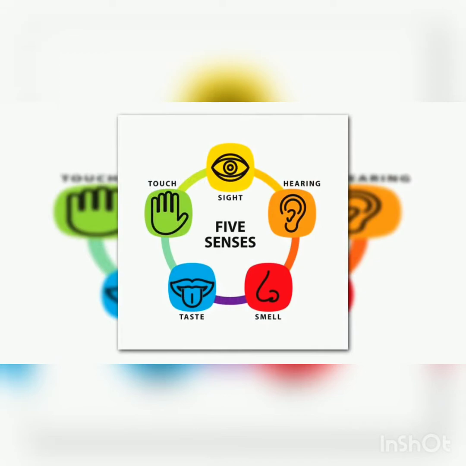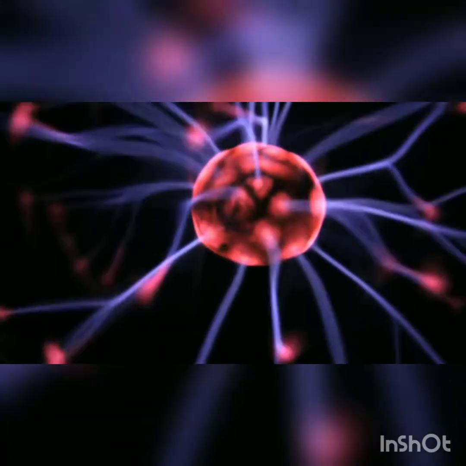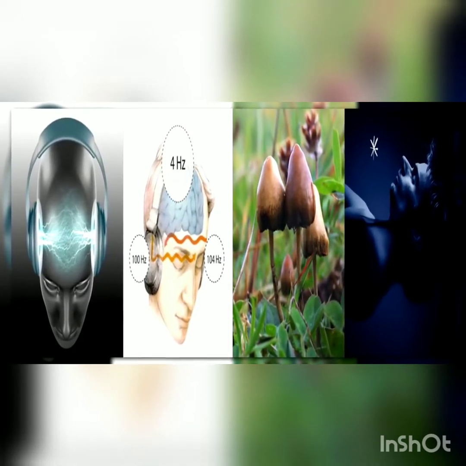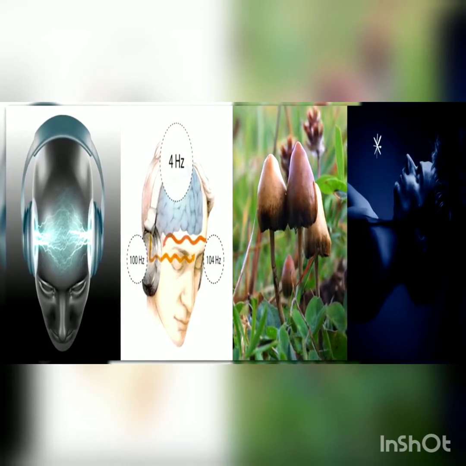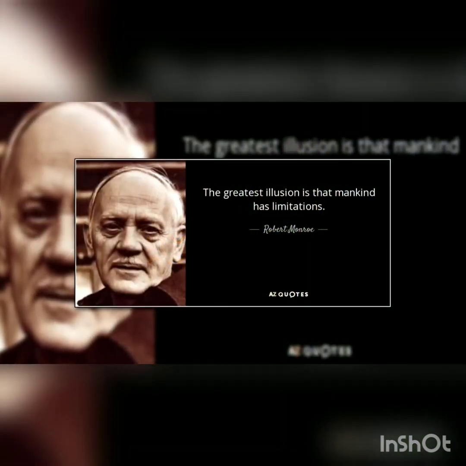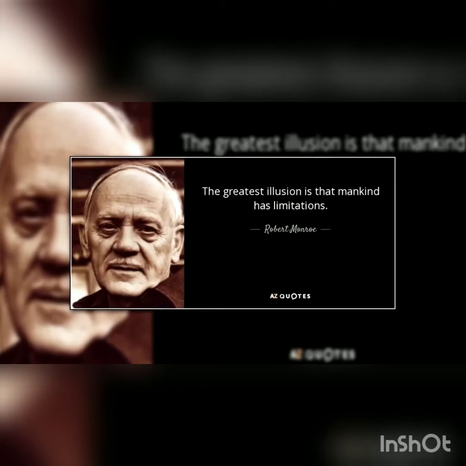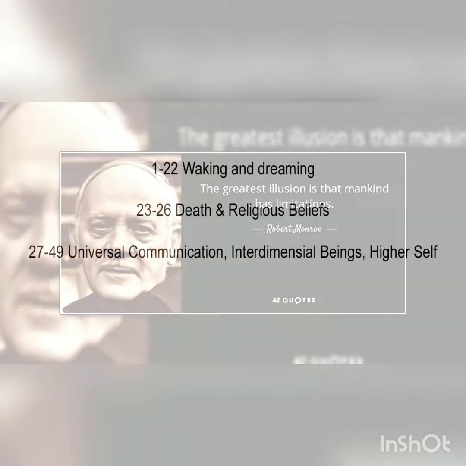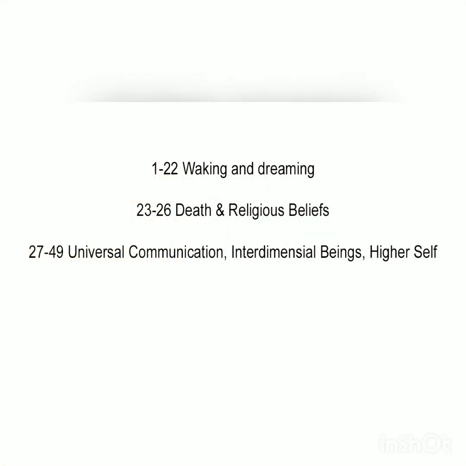While awake, we are focused in the five-sense reality. This is known as focus level 1. We too can phase in and out of different states of consciousness. We can do this many ways, such as by using binaural beats, hemisync, conscious altering drugs, meditation, and sensory deprivation. Monroe broke these phases into focus points. These focus points can be broken up into categories which go beyond our physical death. 1 to 22 is waking and dreaming, while 23 to 26 is death and religious beliefs. 27 to 49 are spirits, interdimensional beings, and the higher self.